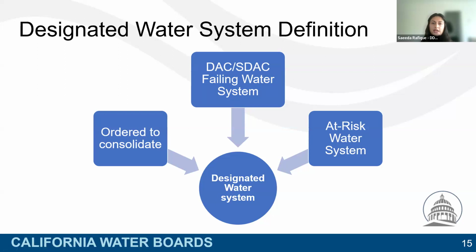It's important to note that due to limited resources, the state board's use of an administrator is rare and is decided on a case-by-case basis. Meeting the definition of a designated water system does not mean that the water system will be appointed an administrator. Appointment of an administrator is case-by-case basis and at the discretion of the state board. So I can take a pause here and open the floor for questions. I know that this was a lot of information.